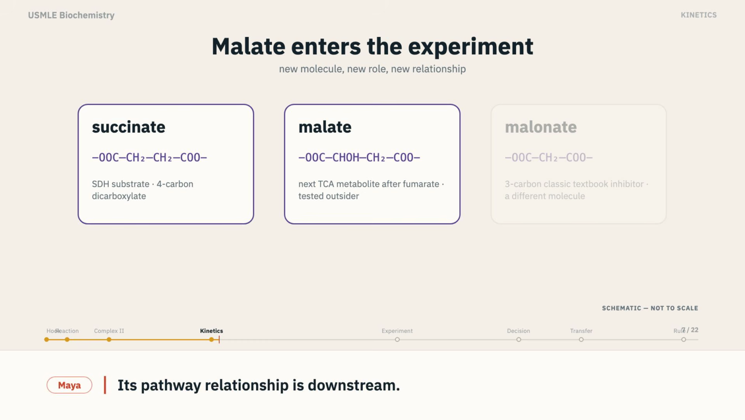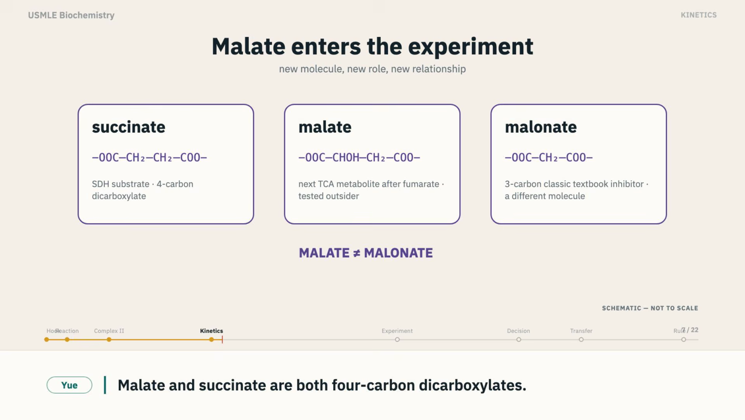Its pathway relationship is downstream. Fumarase is the enzyme in the next TCA cycle step. It converts fumarate into malate. Malate and succinate are both 4-carbon dicarboxylates. Does that mean SDH might recognize both of them? It makes overlapping recognition plausible.